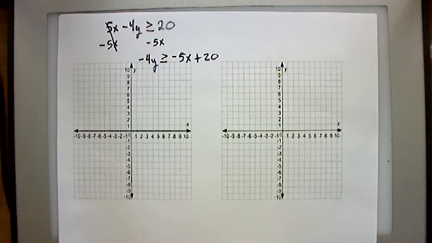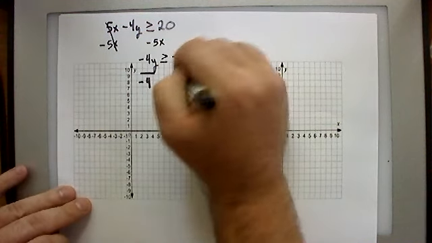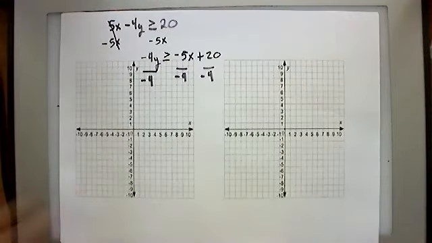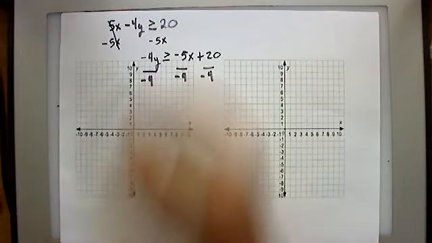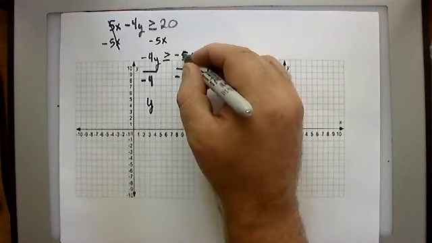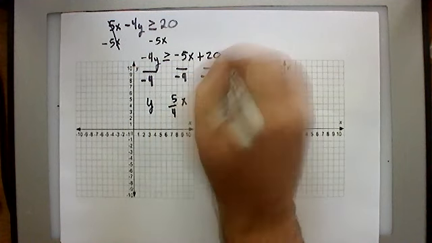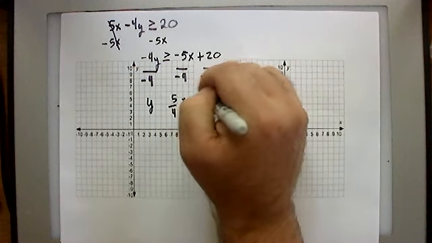I need to get that y by itself, so I need to do what? Go ahead and divide by negative 4. Just make sure you do it everywhere. Okay. Now, think about what I just said. You should already be kind of, something should be going off in your head here. So negative 4 cancels. We're left with just y. Negative 5 over negative 4, that's positive 5 over 4x. And 20 divided by negative 4 is negative 5, right?